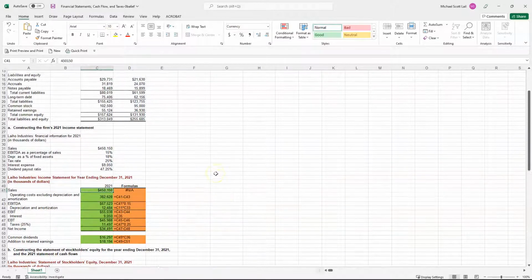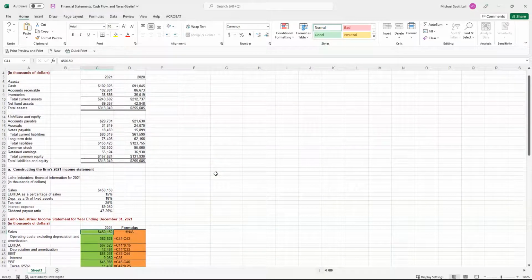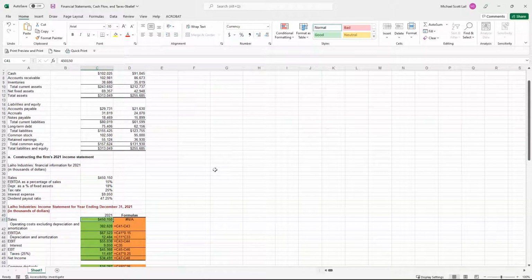Okay, so how did I do this? Well, this is where you're probably putting way too much thought into it. We're just going to use what we know and fill in the gaps. The first thing I know as far as my income statement is concerned is I have sales of $450,150. So ideally I'd say equals and reference that cell. We want to use cell references where we can, so that's why it's showing up there as the formula.